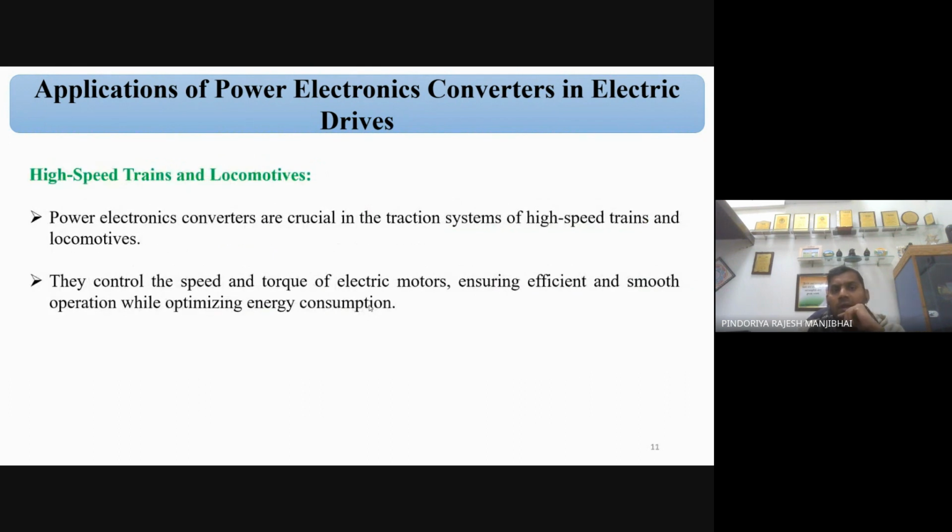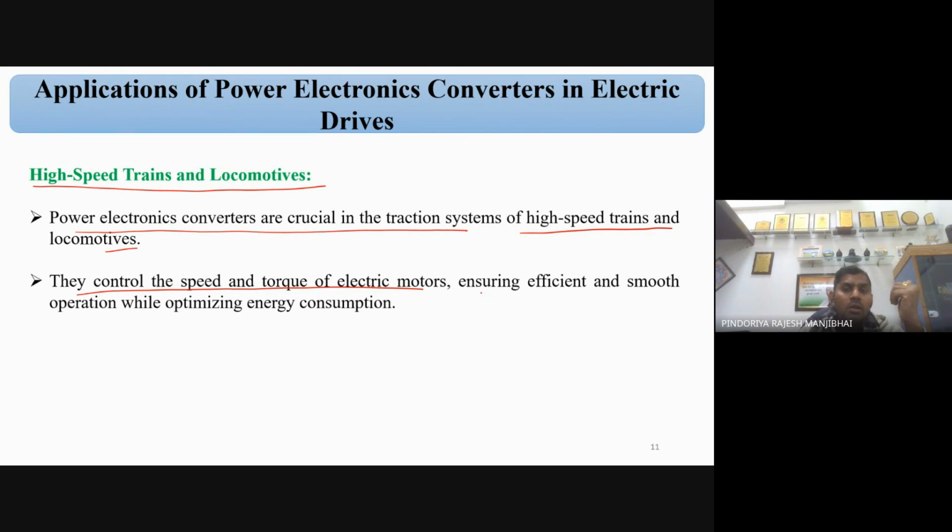High speed trains and locomotives. So we can say the transportation system, that is high speed trains and locomotive systems, we can use the power electronics converter. How? Power electronics converters are crucial in the traction system of the high speed train and the locomotive, because we have to control the speed of the train and we have to control the torque, correct? They control the speed and torque of the electric motors. Yes, we have to control the speed and torque whenever we see the transportation system.